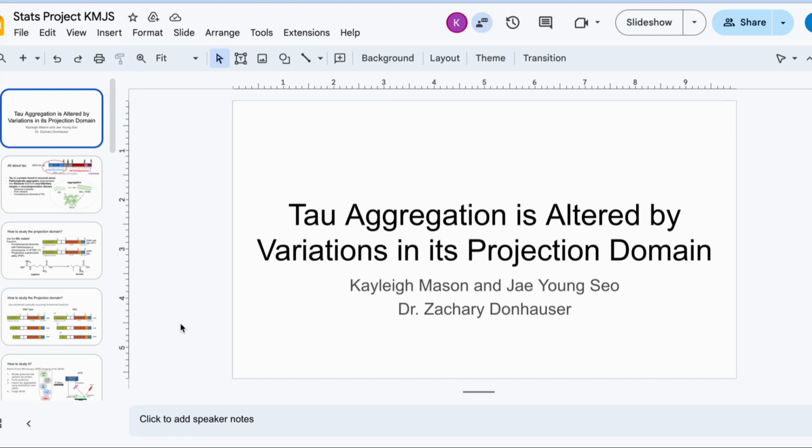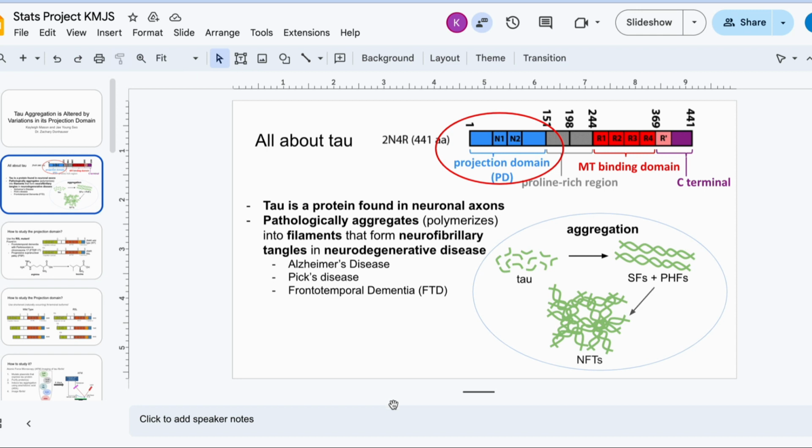Hi, so Jay and I are doing our project on my thesis, which is on the tau protein. It is found in the brain and is known to pathologically aggregate or polymerize into filaments that form neurofibrillary tangles in diseases such as Alzheimer's. On the top of this slide, you can see an image of what the tau protein looks like, and specifically what I'm interested in is looking at the projection domain.